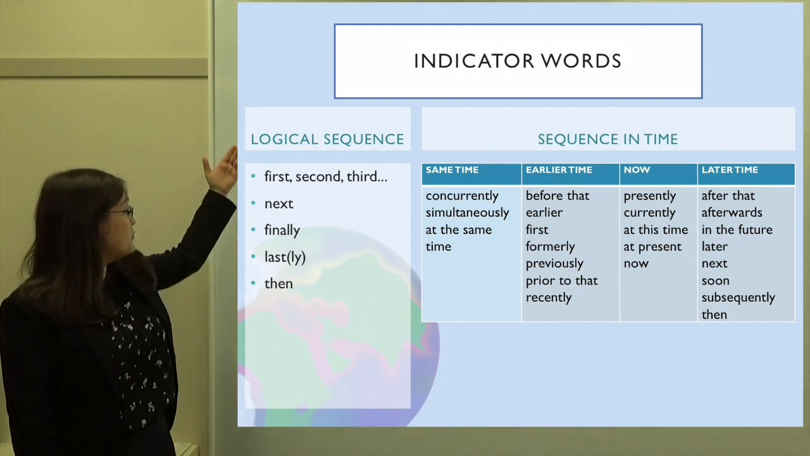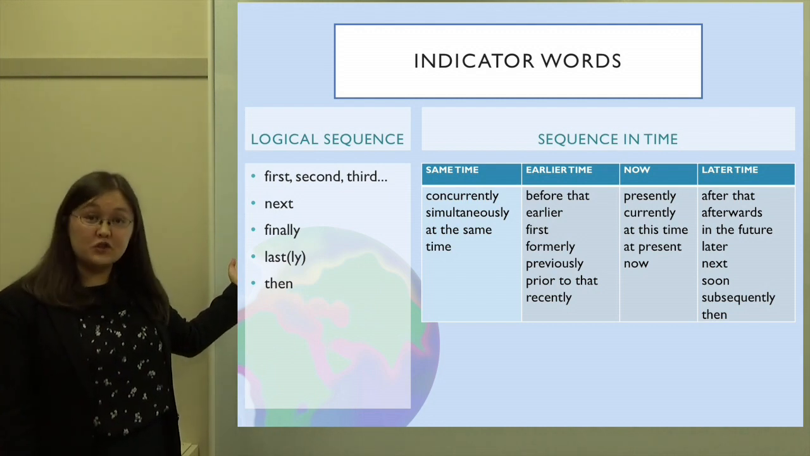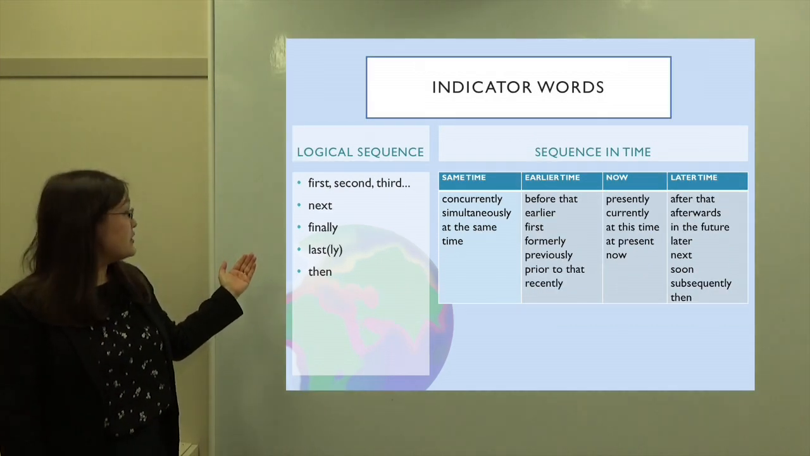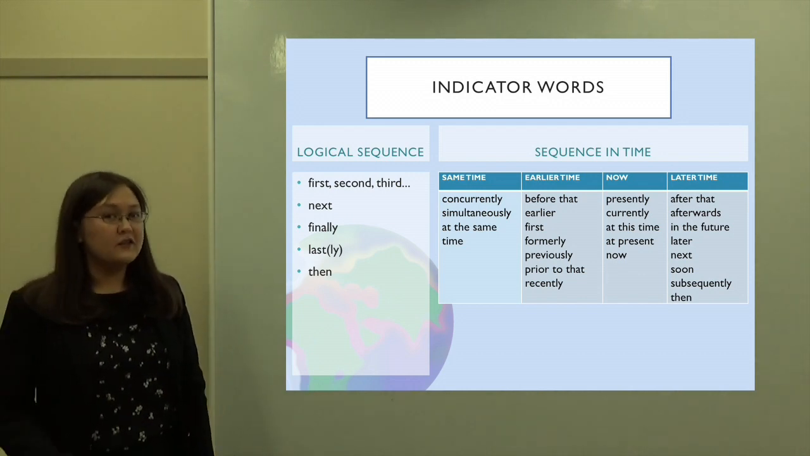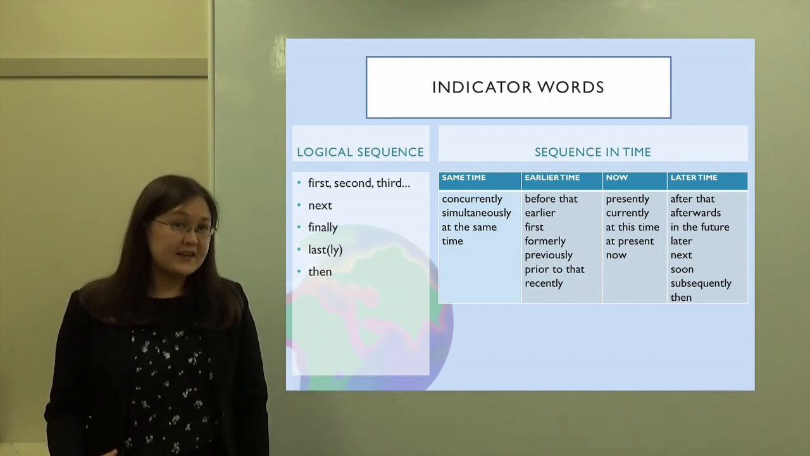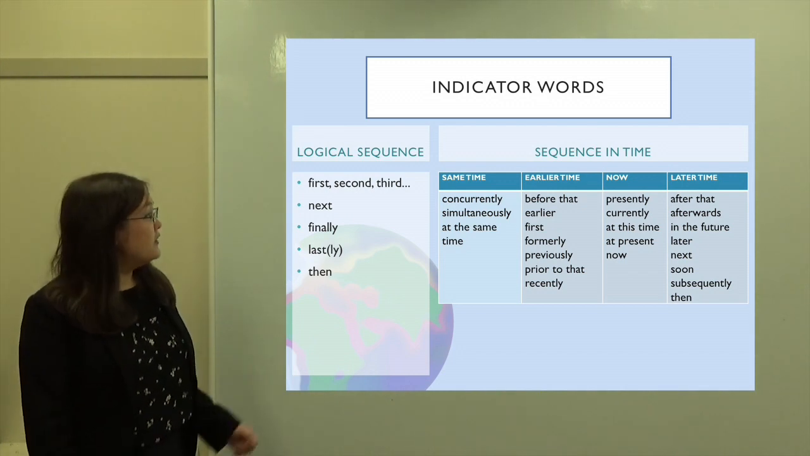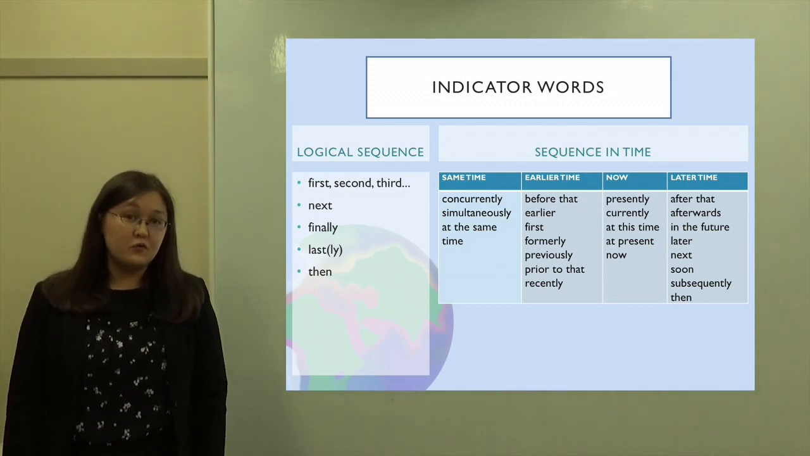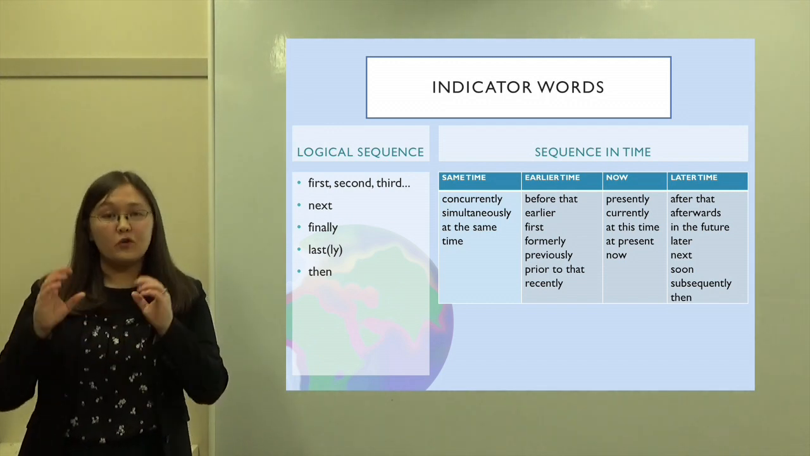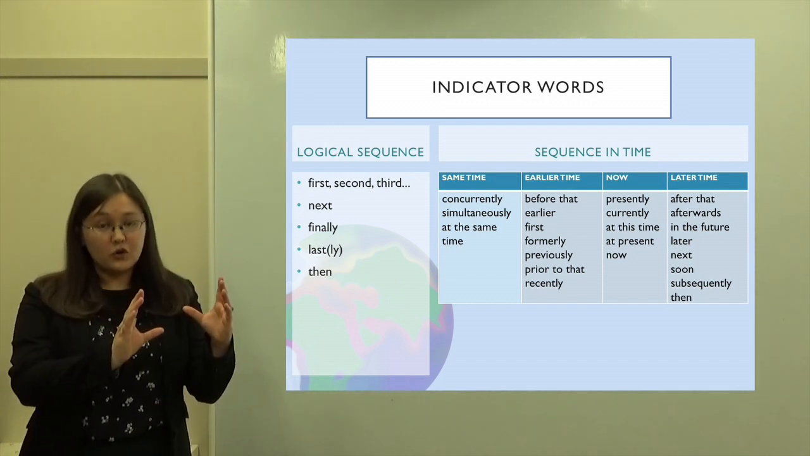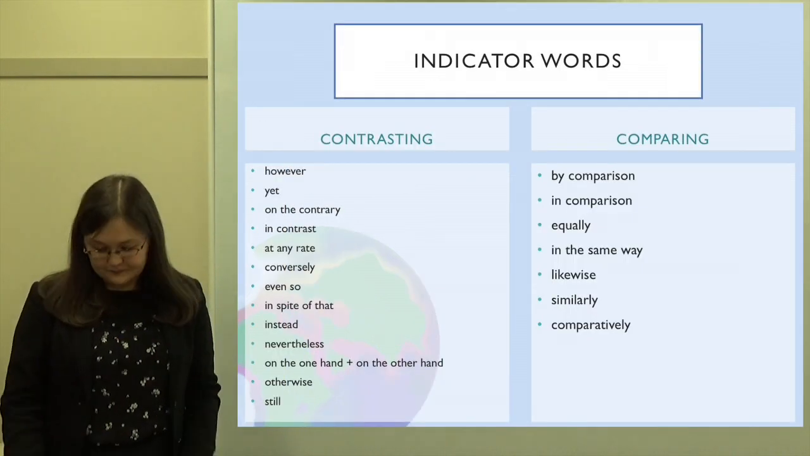The most simple and perhaps easiest to look for when you're reading someone else's writing is the logical sequence. First, second, third, next, last, these kinds of words. There are also sequence in time words. So, for example, things that happen at the same time or earlier or currently, now, or later.